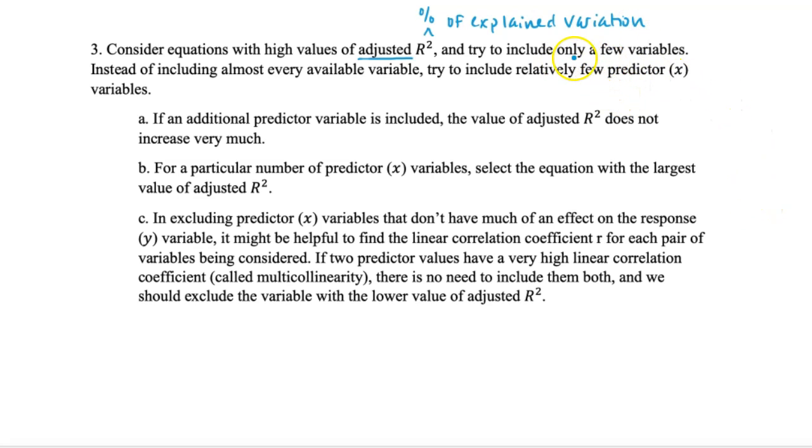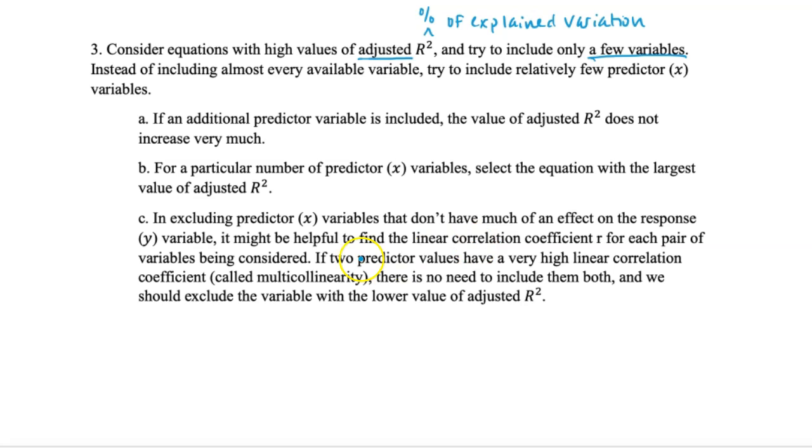And we also want to include only a few variables if possible. So if we add one predictor variable and the value of our adjusted multiple coefficient of determination does not increase very much, we're going to choose that. So if we add a variable and our r-squared goes up a little bit but not much, we don't want to choose the one with that extra variable. So we want to try to include as few predictor variables as possible. For a particular number of predictor variables, we want the largest value of an adjusted r-squared.